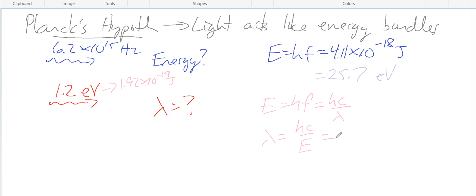Well, we know the h value, we know the speed of light, and we divide by the energy, since we did the conversion already. We just punch things out, and it looks like we get about 1.04 times 10 to the negative, not 16, negative 6 meters, which would be 1.04 micrometers, and that would be the wavelength of that light. Okay, so it's a pretty simple calculation. It's not too bad.